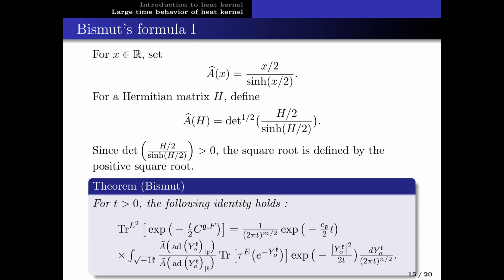Any questions before I move forward? What year was this formula? This was about 15 years ago.